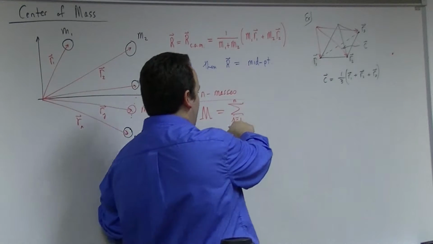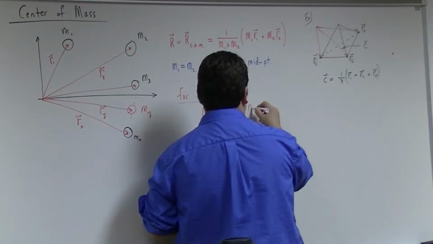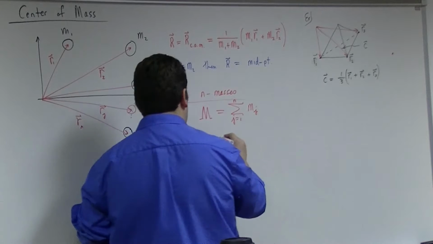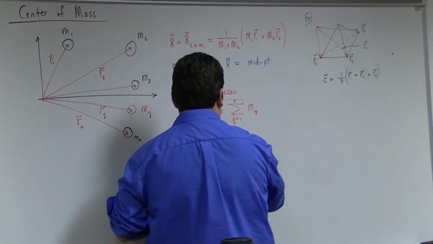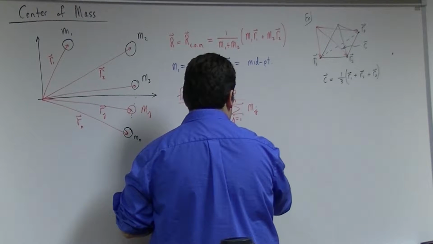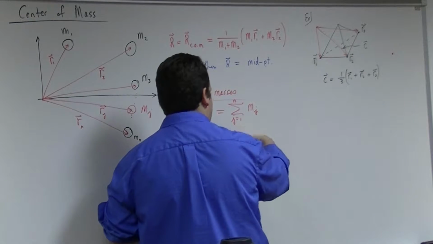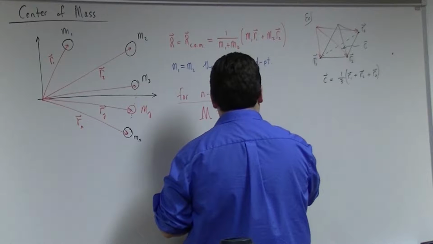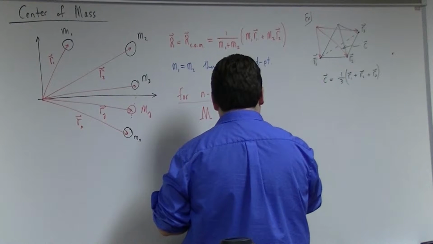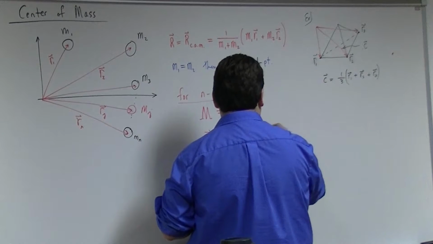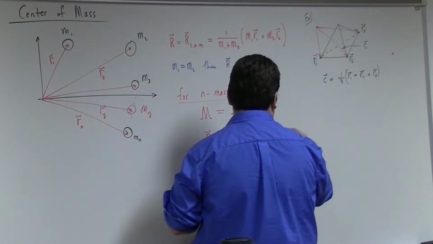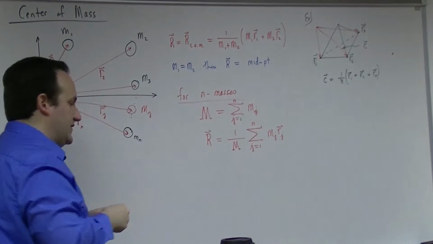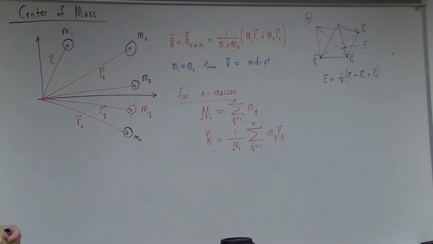So the sum, j equals 1 to n, of m sub j gives you the total mass. And then the center of mass vector is just 1 over the total mass times the sum, j equals 1 to n, of m sub j r sub j. Mathematically, we're weighting by m. Physically, that's kind of an atrocious statement, but anyway, you can deal. There you go, that's the definition of the center of mass for finitely many particles.